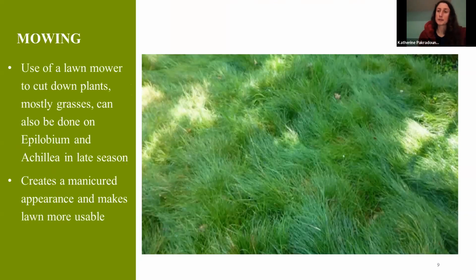All right, so mowing. Mowing is the use of a lawnmower. It could be a string trimmer, one of those weed whackers or something like that. The idea is that you're cutting something down to the ground for the most part.